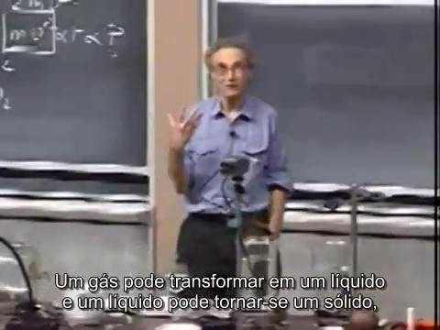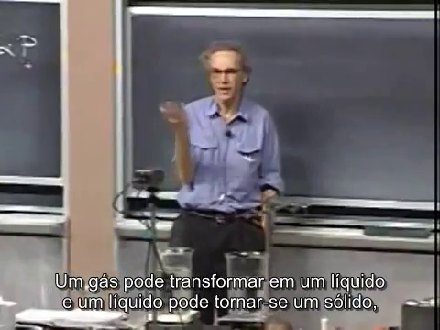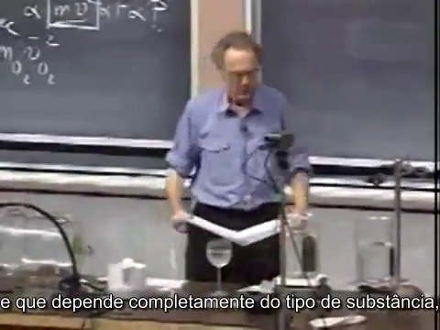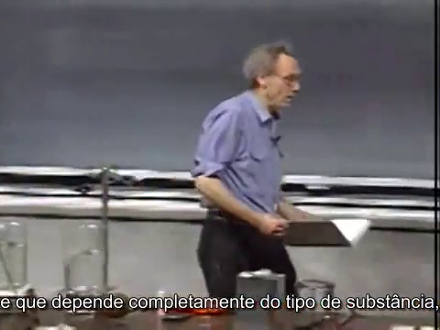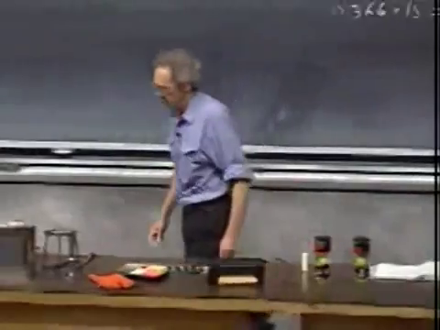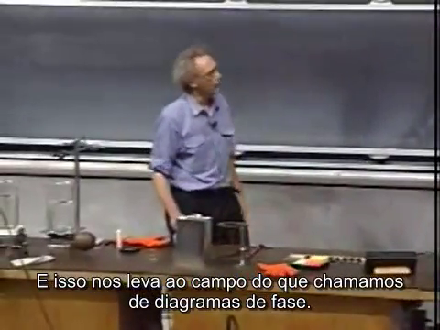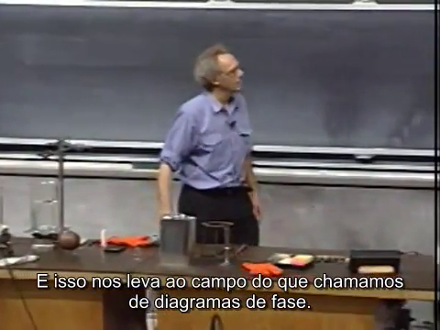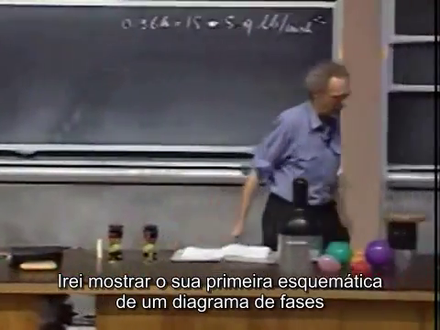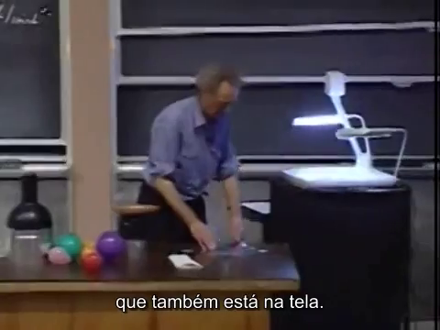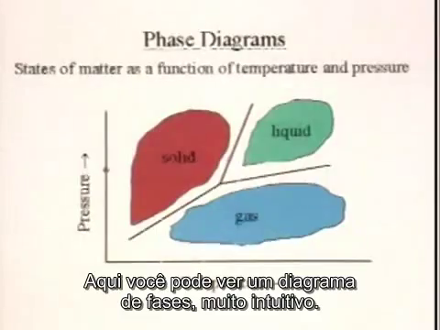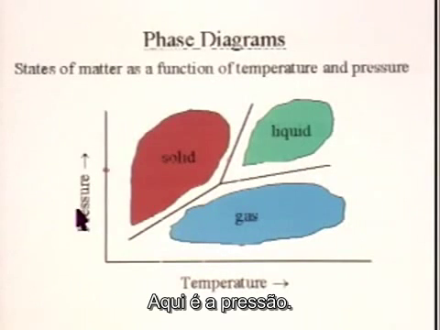A gas can turn into a liquid, and a liquid can become a solid. And that depends entirely on the kind of substance, the temperature, and the pressure that we have. And this brings us to the field of what we call phase diagrams. I'll show you your first schematic of a phase diagram, which is also on the web. Here you see a phase diagram, very intuitive. Here's pressure, here's temperature.